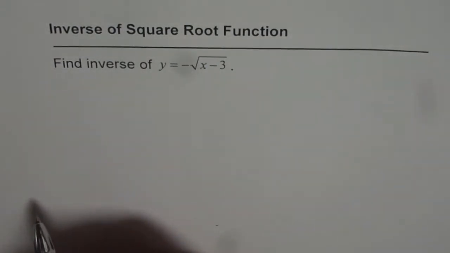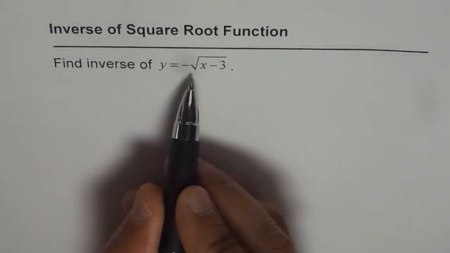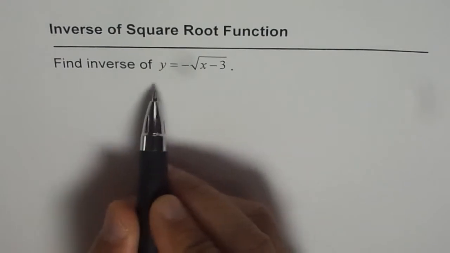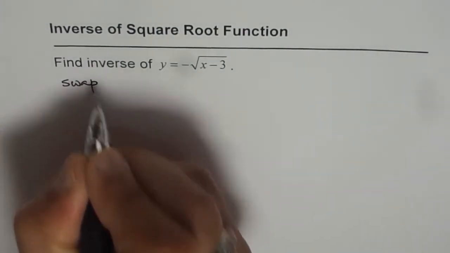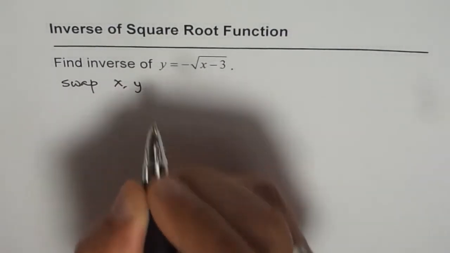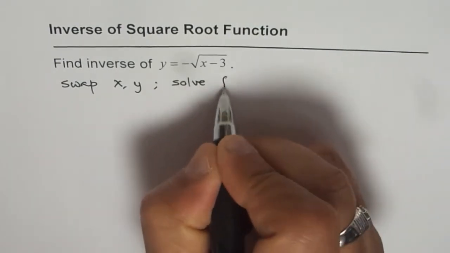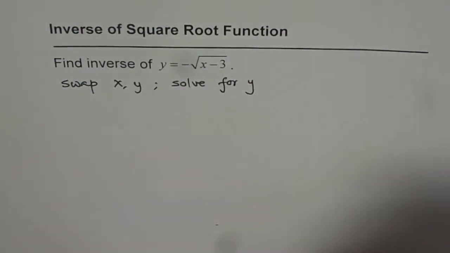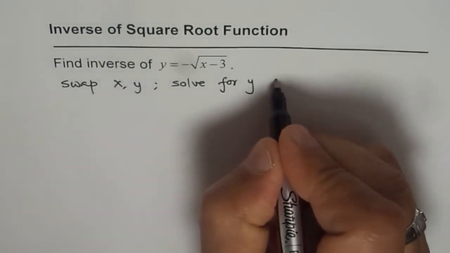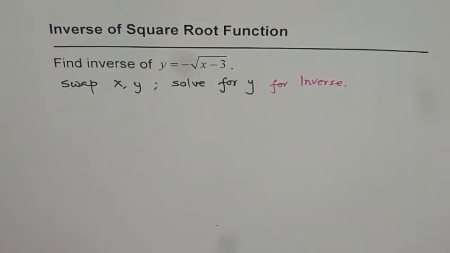Now if you adopt the standard rules of finding the inverse, the first step is to swap x and y, and then solve for y. So let us swap x and y, and then the next step is to solve for y. So that is how we find the inverse.